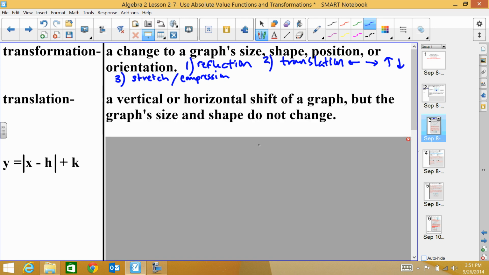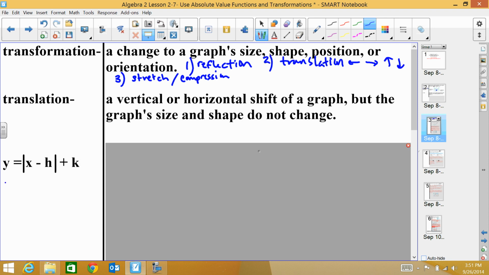So again, a translation is when you shift it either vertically or horizontally, so that would be left or right or up or down. But the size and shape doesn't change when you do a translation. Now we can have a stretch or compression paired with that, so you'd see more than one of those things, but generally translations just move it left or right or up or down.